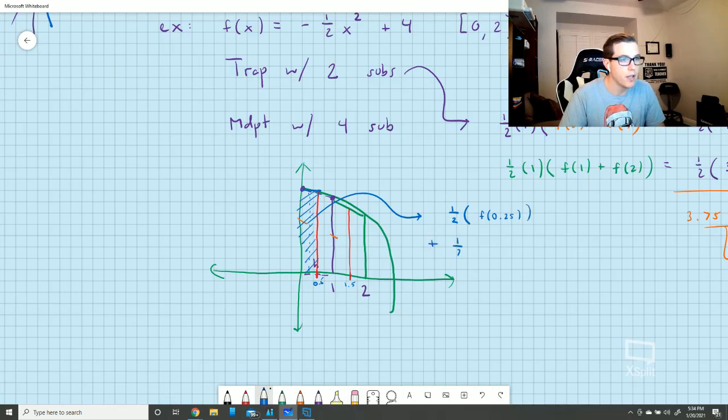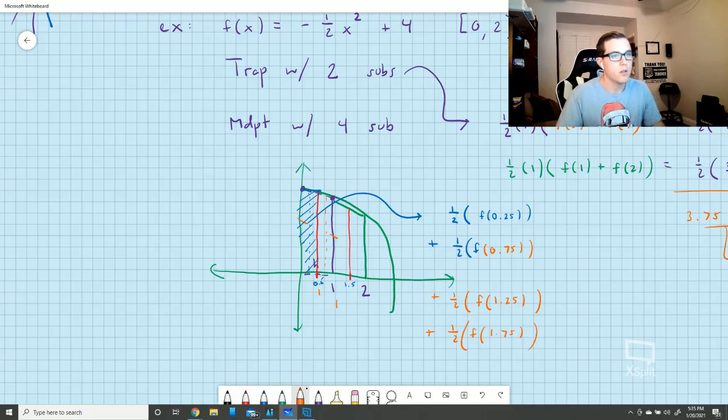Plus, the next one is f of, how do I get the area of the next one? Base is still 1/2, but the height, what do I get? It's 0.75. Halfway between 0.5 and 1. Next one, halfway between 1 and 1.5, hopefully you're catching on, would be f of 1.25. And then the last one would be f of 1.75. Cool, because halfway between 1.5 and 2 would be 1.75, and I got to plug that in.